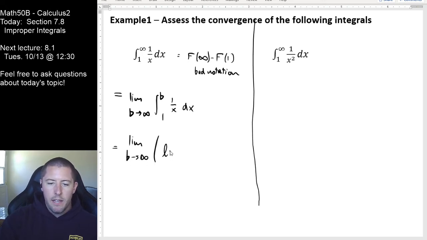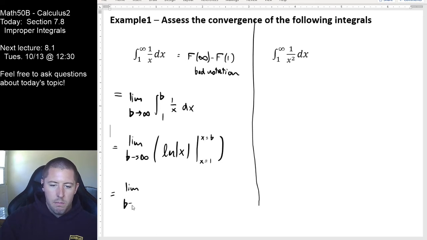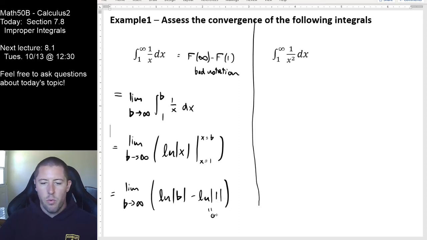So now I'm going to go ahead and retain my limit notation. Here we should be getting the natural log of x evaluated from x equals 1 to x equals b. Again, I'm going to keep on ignoring the limit part of this. It's going to hang out front this whole time. b is going to go to infinity. And here what I can see is I'm getting the natural log of b minus the natural log of 1. I know that that's 0, so I'm not too worried about this.